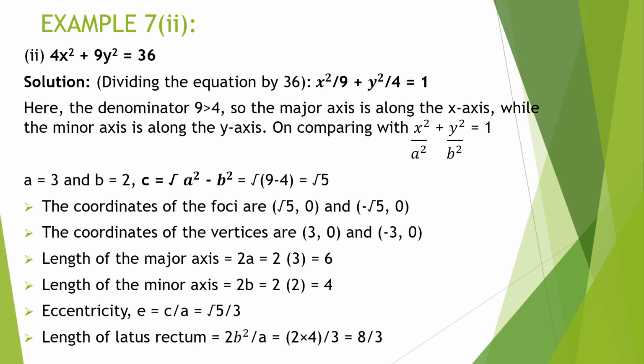Vertices are (±a, 0), so (±3, 0). Length of major axis is 2a, which is 6. Length of minor axis is 2b, which is 4. Eccentricity is c by a, which is root 5 by 3, and length of latus rectum is equal to 2b square by a, which is 8 by 3.